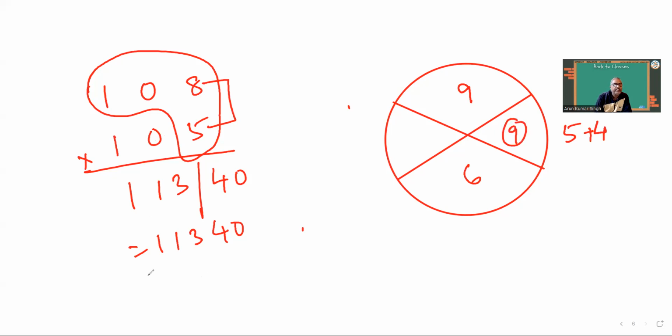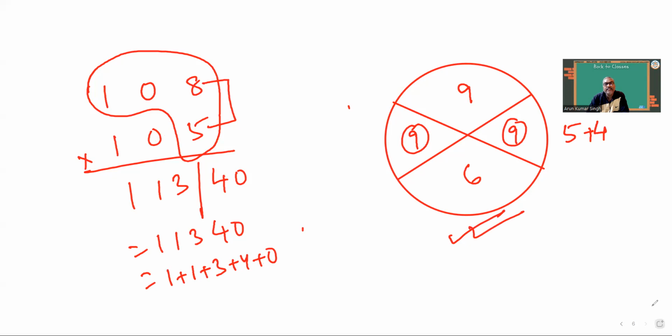And now let's see here. So 1 plus 1 plus 3 plus 4 plus 0, so 1, 2, 5... 9. 5 plus 4 is 9. So 9 is there and 9 is coming. So this is also correct.